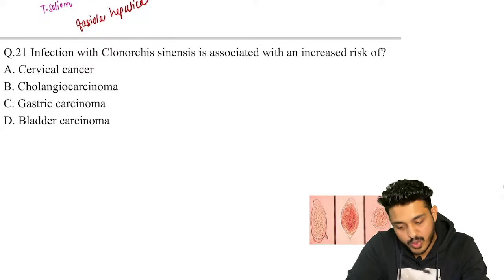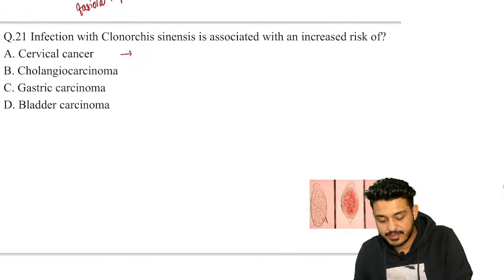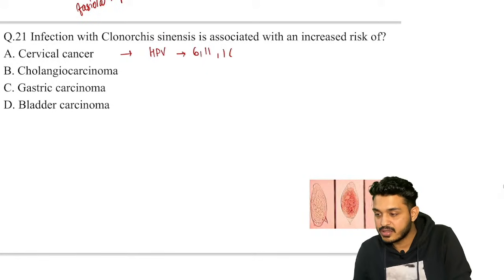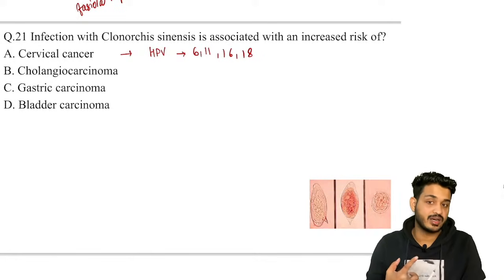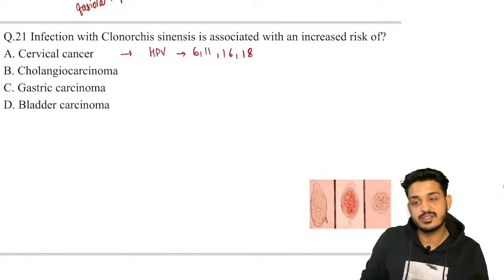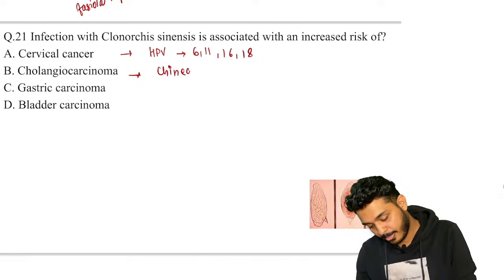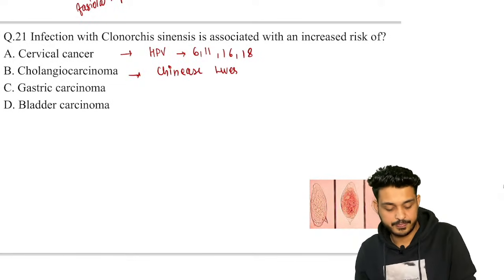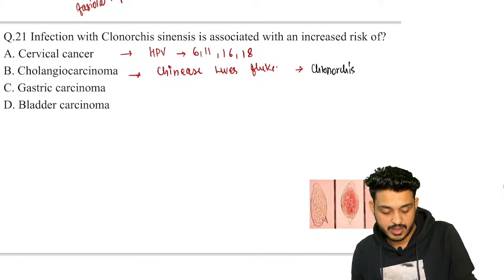The next thing, an infection with Clonorchis sinensis is associated with the increased risk of what kind of cancer? Cervical cancer, remember we have seen for cervix is going to be what? HPV 6, 11, 16, 18 were there, right? We have got Cervarix also, we have got Gardasil, and we have got nonavalent Gardasil for the vaccination. Cholangiocarcinoma is due to Chinese liver fluke, and that is known as Clonorchis sinensis, which is a trematode, right?